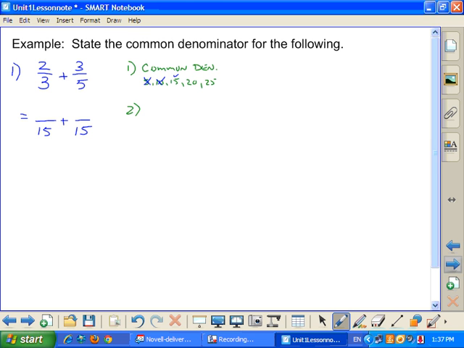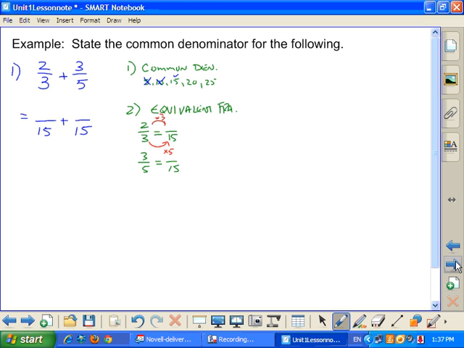Step 2 is to find equivalent fractions. So that means that the 2/3 I have to make into something over 15. The 3/5, sorry, the 3/5 I have to make into something over 15. So what did I multiply 3 by to make it a 15? I multiplied by 5. Whatever you do to the bottom, you got to do to the top. So you multiply by 3.